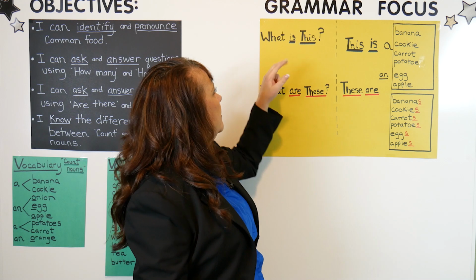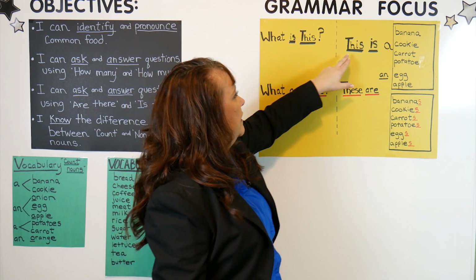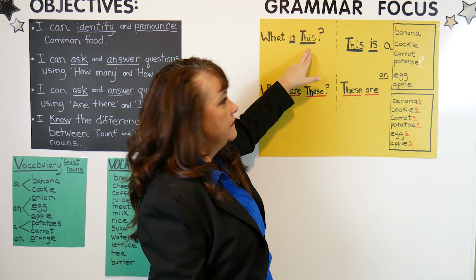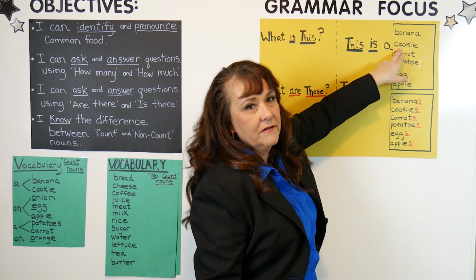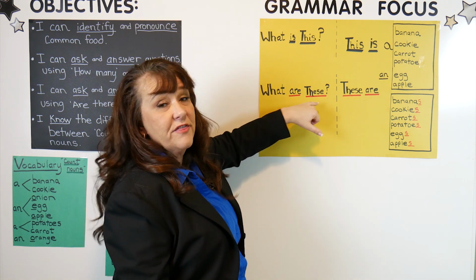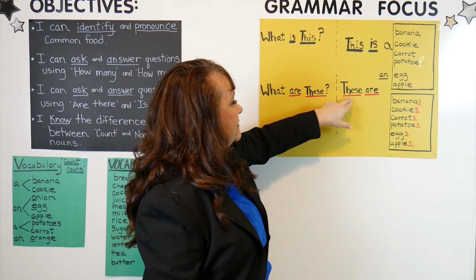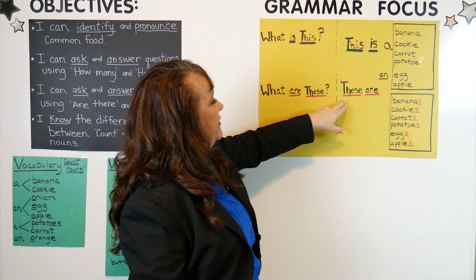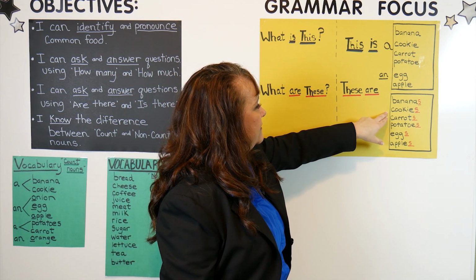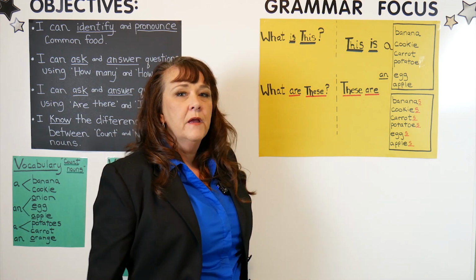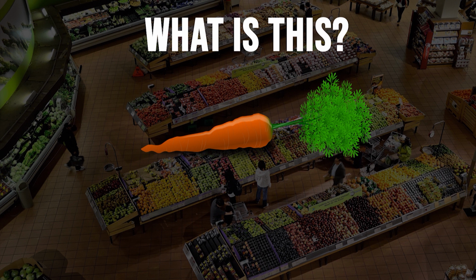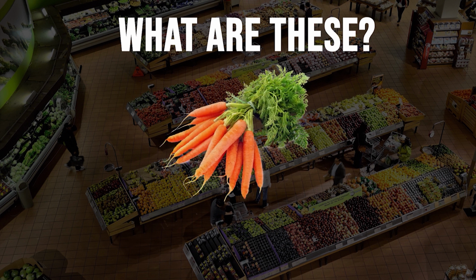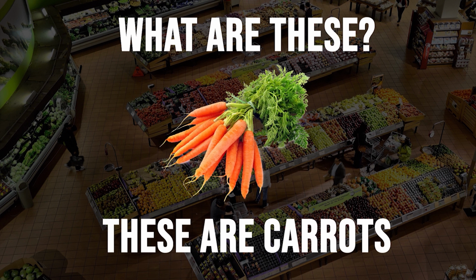Let's try a few. What is this? This is a banana. What is this? This is a cookie. What are these? These are bananas. What are these? These are cookies. Why don't you try it? This is a carrot. What are these? These are carrots.